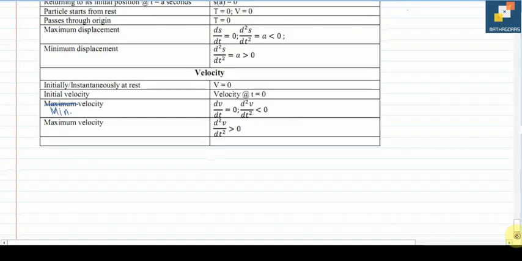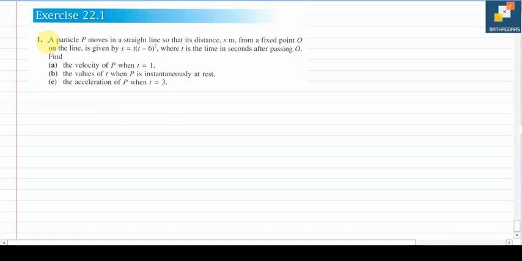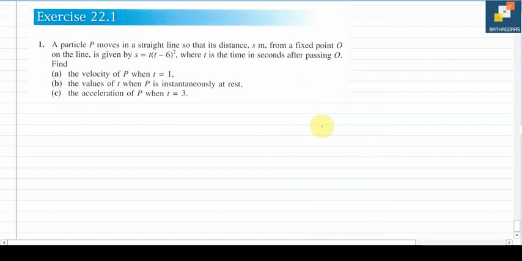Done? Alright. So let's start with question number 1. It says a particle moves in a straight line so that its distance from a fixed point O is given by s equals t times (t minus 6) whole square, where t is time in seconds after passing O. Find the velocity of P when t equals 1.